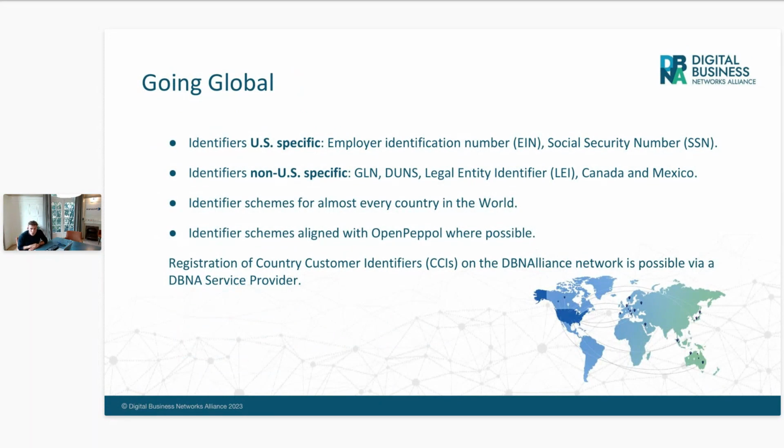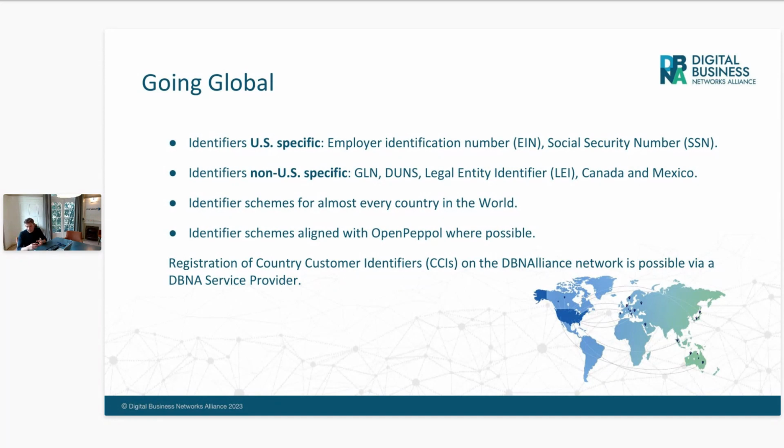Okay, so going global, we're nearing the subject that this presentation is about, because this is about identifiers. The US started off with specific identifiers for the US on the DBNA network, and those were the standard identifiers being used in the US, employer identification number, social security number, and more non-US specific identifiers, GLN, DUNS, and legal entity identifier for Canada, Mexico. But those are identifiers that are, let's say, comfortable to be used in the US, Canada, and Mexico.